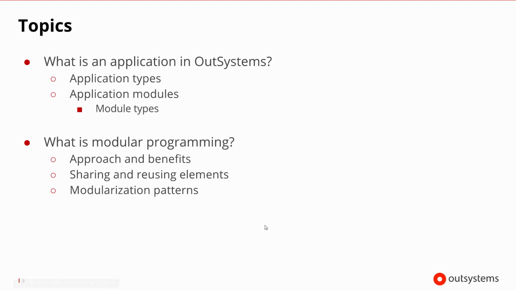In this session, the topics we'd like to cover are describing what an application in OutSystems is, and we'll focus on the types of applications and how they can have modules. And then we'll also talk about modular programming and some of the benefits that it has, and how we use it inside of OutSystems to share and reuse different types of elements.